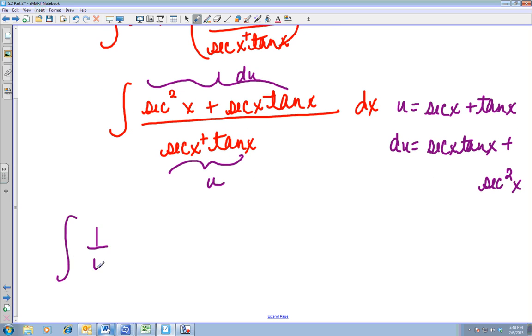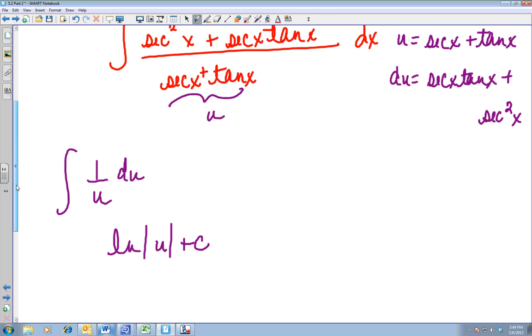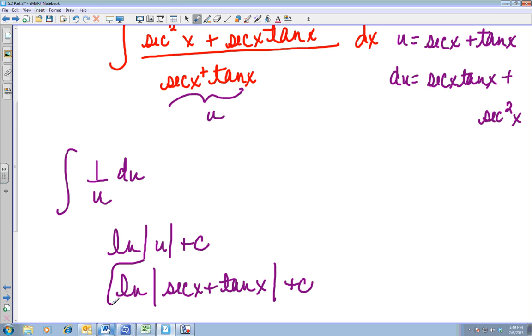This is actually just 1 over u du. And when I integrate that, that's going to be natural log of absolute value of u plus c. Now I'm going to substitute my u back in. Natural log, here's my u way up here, secant x plus tangent x, plus c. So anytime you want to integrate secant x, you can go through this huge long process, or you can just memorize that. Okay, let's do another one.